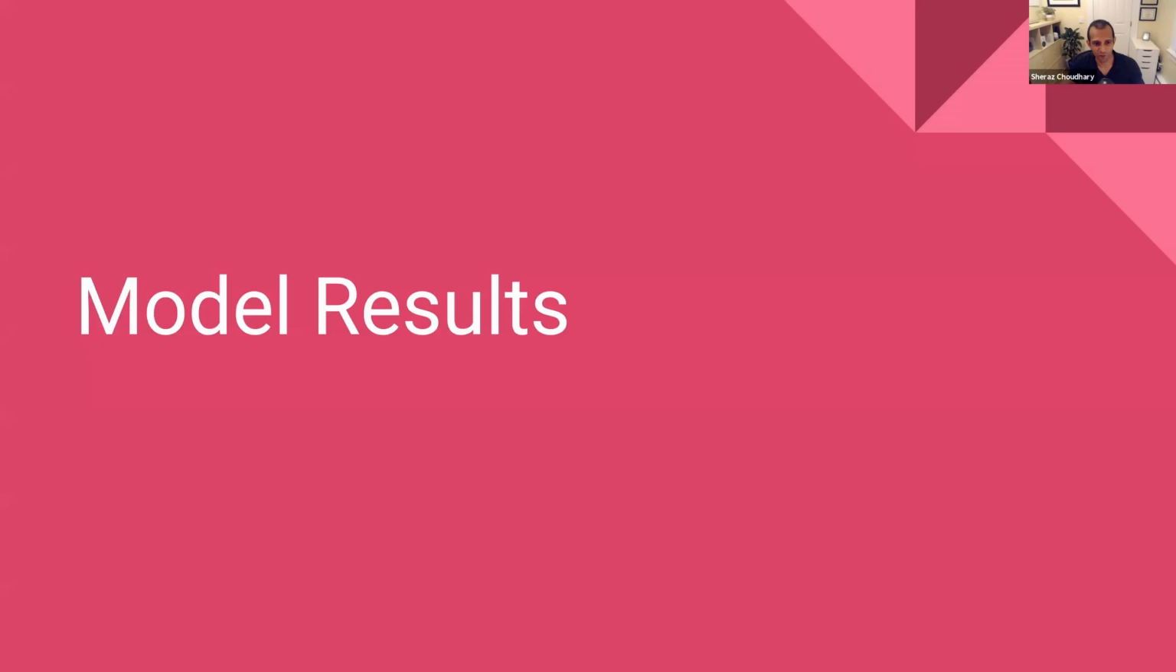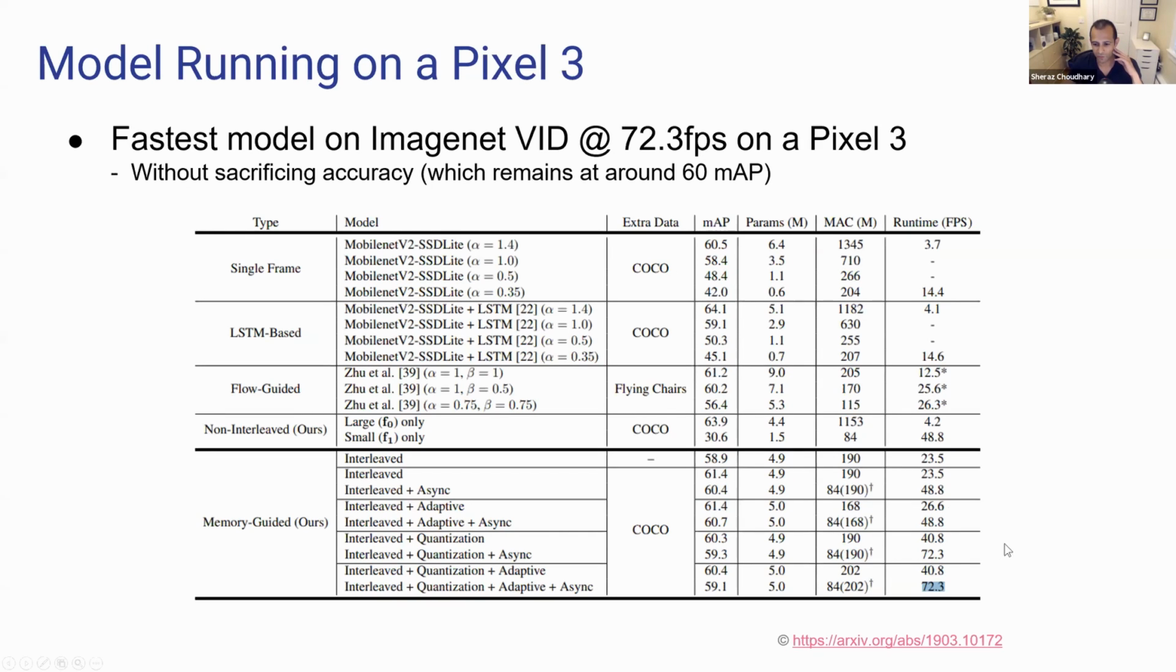So the model results. This model achieved, so that's the last row where they have interleaving, quantization, adaptive, and async all running at the same time. They achieved 72 frames per second on a Pixel 3 mobile phone while maintaining the same accuracy as some of the best single frame detection models.